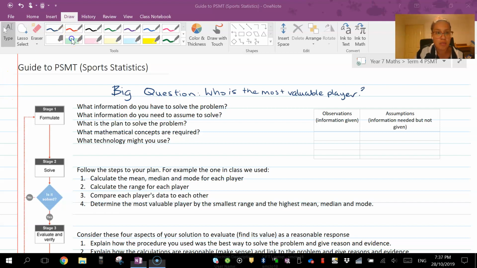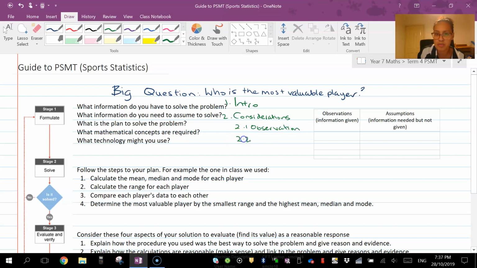Okay, so what we have here is the formulate stage. That covers 3 sections in your report: the introduction, 2 sections, the intro and the considerations. And in your considerations, that's the 3 parts there. So there's 1, this is 2, and then it goes 2.1, the observations, and 2.2, assumptions, and 2.3 is your plan. So these questions all are involved in there.